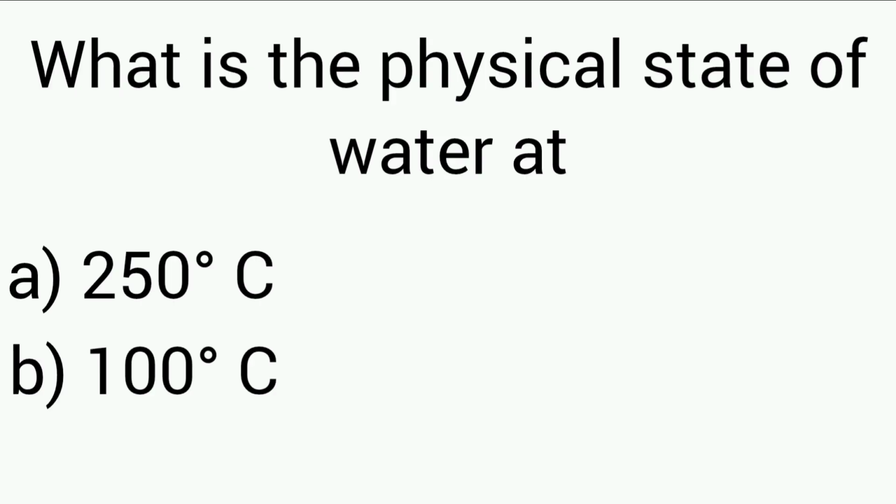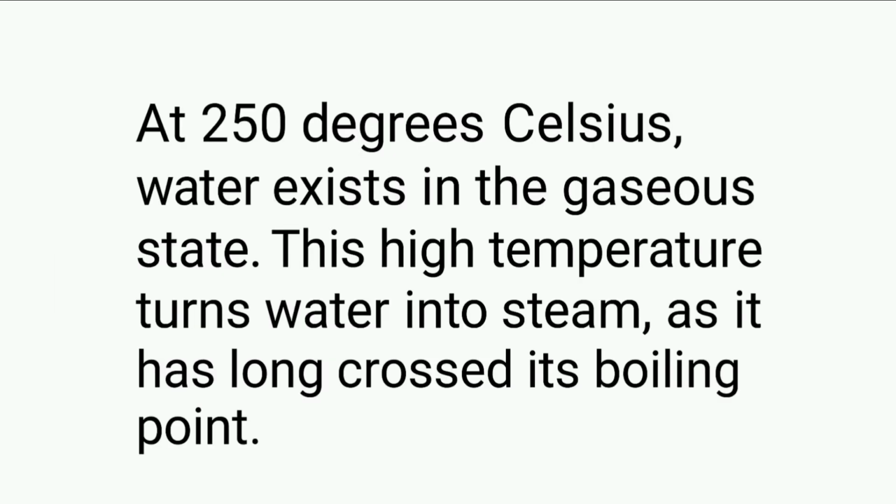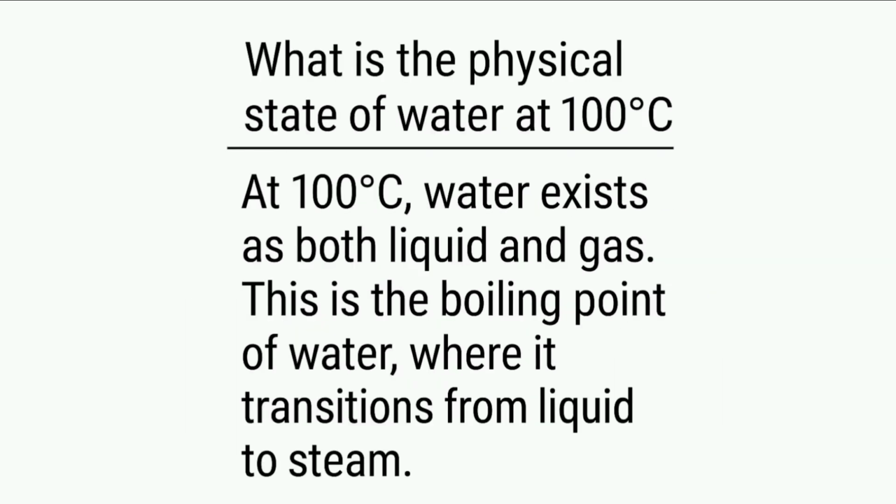What is the physical state of water at A, 250 degrees Celsius, B, 100 degrees Celsius? At 250 degrees Celsius, water exists in the gaseous state. This high temperature turns water into steam as it has long crossed its boiling point. At 100 degrees Celsius, water exists as both liquid and gas. This is the boiling point of water where it transitions from liquid to steam.